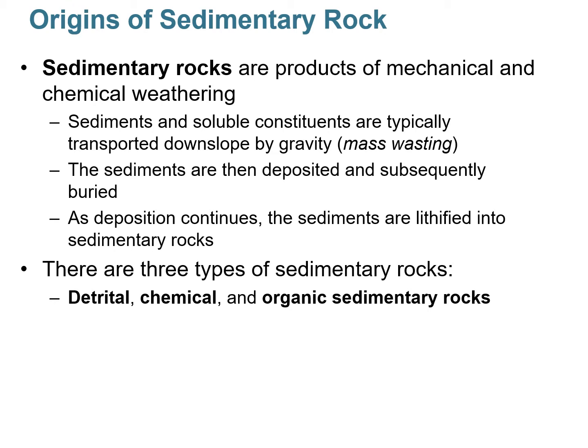Sediments are then deposited in these low-lying areas and subsequently buried by more and more sediment. And as this deposition continues, those sediments can lithify and become a sedimentary rock. And so there are three types of sedimentary rocks: detrital, chemical, and organic sedimentary rocks.